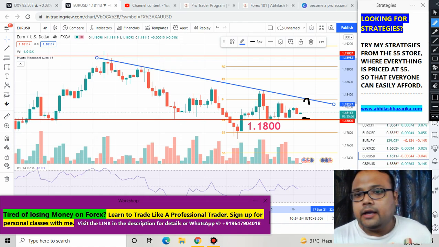pips. And on the other hand, when the market is taking support at this level, 1.1800, and if it tries to bounce from here, you can go for a buy here. Then again you can expect a profit of max to max 10 pips.